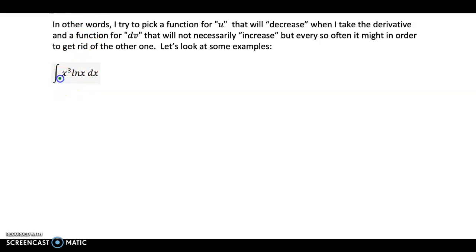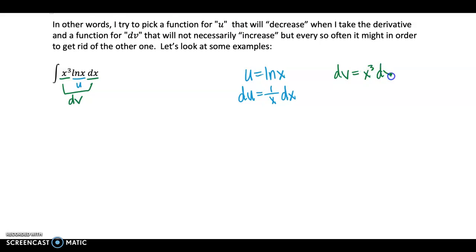Let's do our u as ln x. So u equals natural log of x, so du equals 1 over x dx. And then we're going to say dv is equal to x to the third dx, and we're going to take the antiderivative. So that's going to be x to the fourth, 1/4 out front.